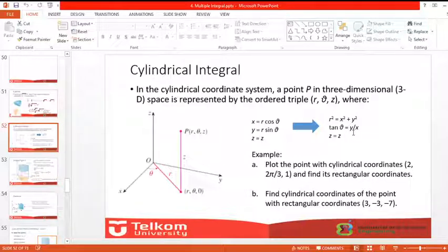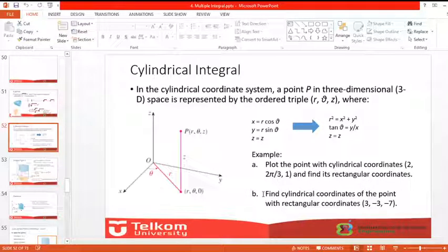For example, here we would like to change from the cylindrical coordinate to the rectangular coordinate. We have the cylindrical coordinate 2π over 3, 1. So z equals 1. How to determine x? x equals r times cos 2π over 3, and y equals r times sin 2π over 3.